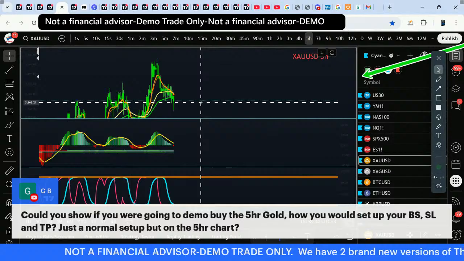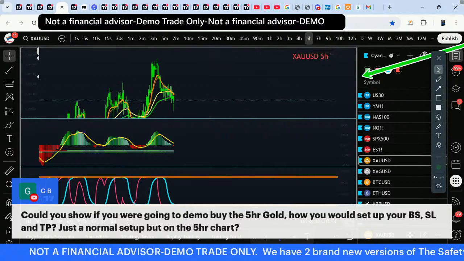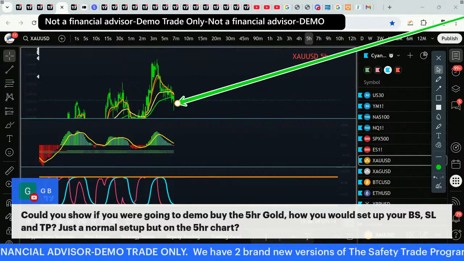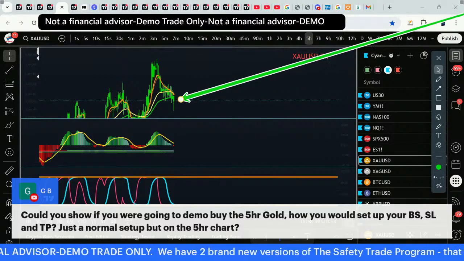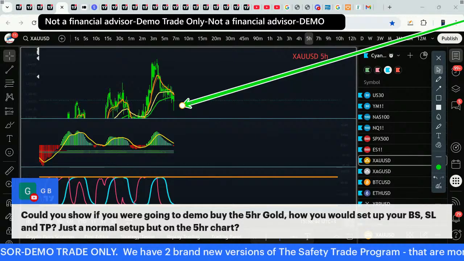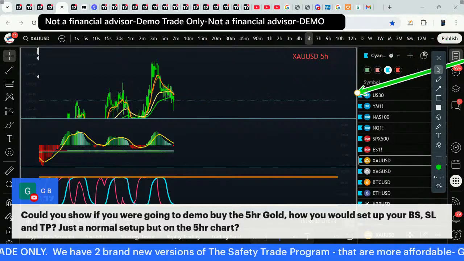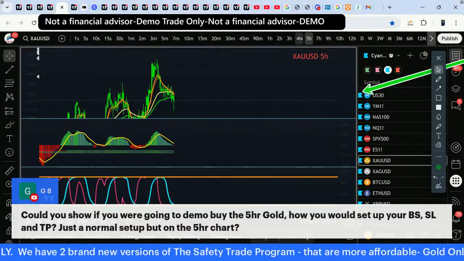Technically, I would have probably already been in this trade a long time ago. Why? Because this is a buy stop down here. I would have seen the 1 second, 5 second, 10-second flip. These are all green down here. But whatever. So when it's a 5 hour, or we can even go down to the 4 hour and show you.